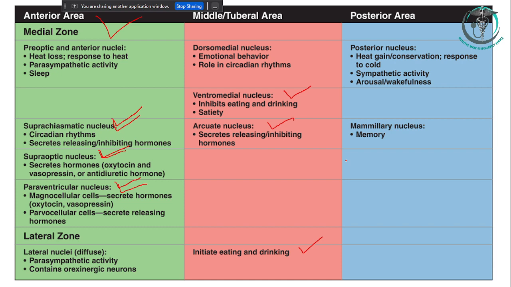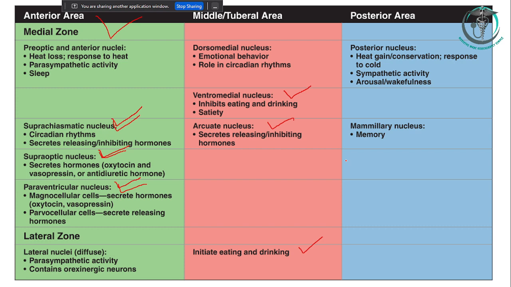Why? Number one, the suprachiasmatic nucleus, it is the one that secretes releasing hormones as well as inhibiting hormones. What are examples of releasing hormones? A famous releasing hormone is thyroxine releasing hormone. Thyroxine releasing hormone is a good example of a hormone that is produced by the anterior area of the hypothalamus.